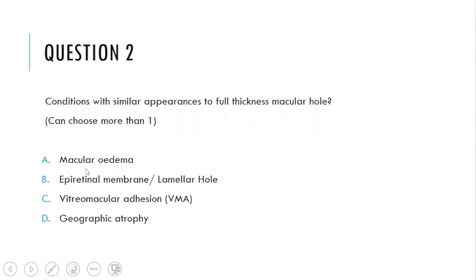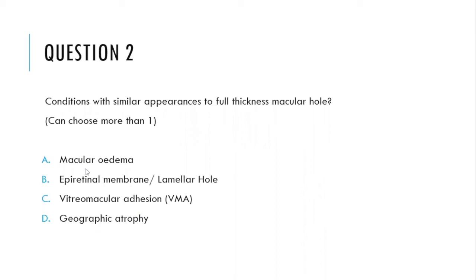Okay. Next question is conditions with a similar appearance to full thickness macular hole, and you can choose more than one. Right, I'm going to launch the poll. Off you go. They're voting. Much wider spread in answers here, aren't there? Yes, I think it's the multiple choice option. Right, we're almost up to 90%.